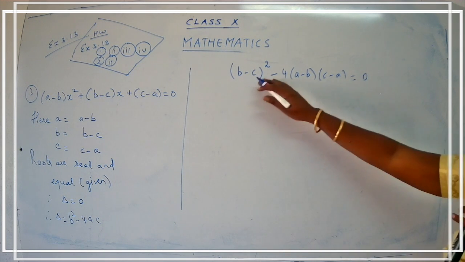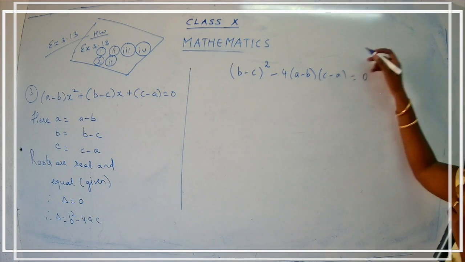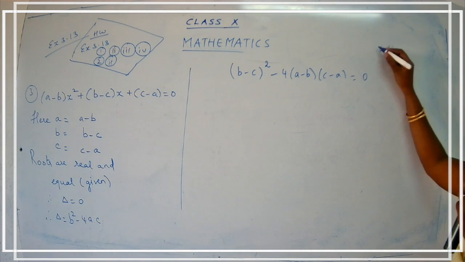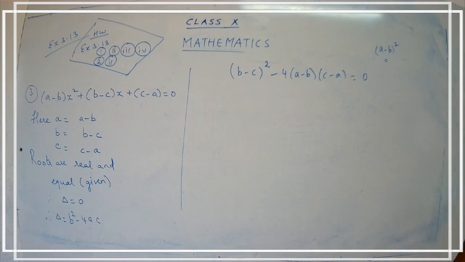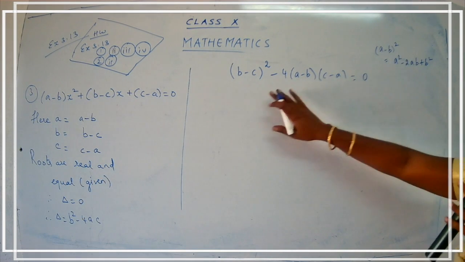Here I am going to use the expansion of a minus b the whole square. See, everything we have to relate, children. What is the expansion of a minus b the whole square, children? A square minus 2ab plus b square. Say the expansion of a minus b the whole square. A square minus 2ab plus b square. Yes, good. Now let's apply the expansion over here.